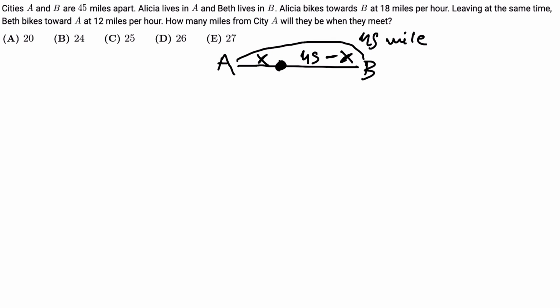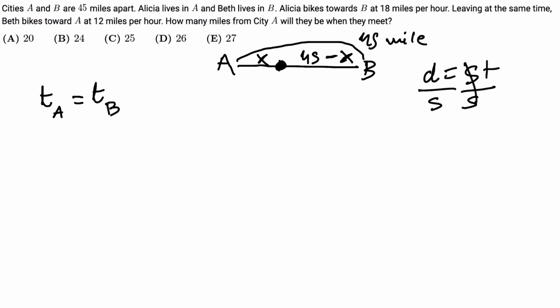So what is one thing that we know happens for sure when Alicia and Beth meet? They meet at the same time. Obviously, this makes sense. So what we know is that the time of Alicia is equal to the time of Beth. And what do we know about time? We know, first of all, that distance is equal to speed times time. If we want to solve for time, we divide both sides by speed, and we figure out that time is distance over speed.